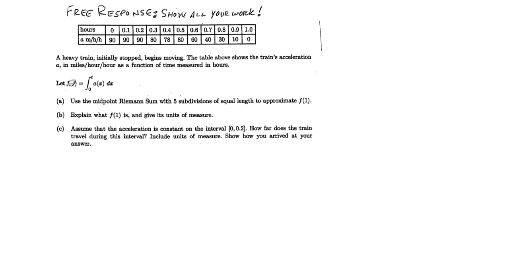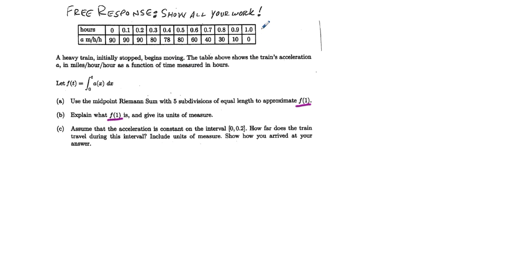We have let f of t equal the integral from 0 to t of a of x dx. A, use the midpoint Riemann sum with 5 subdivisions of equal length to approximate f of 1. And B, explain what f of 1 is and give its units of measure.